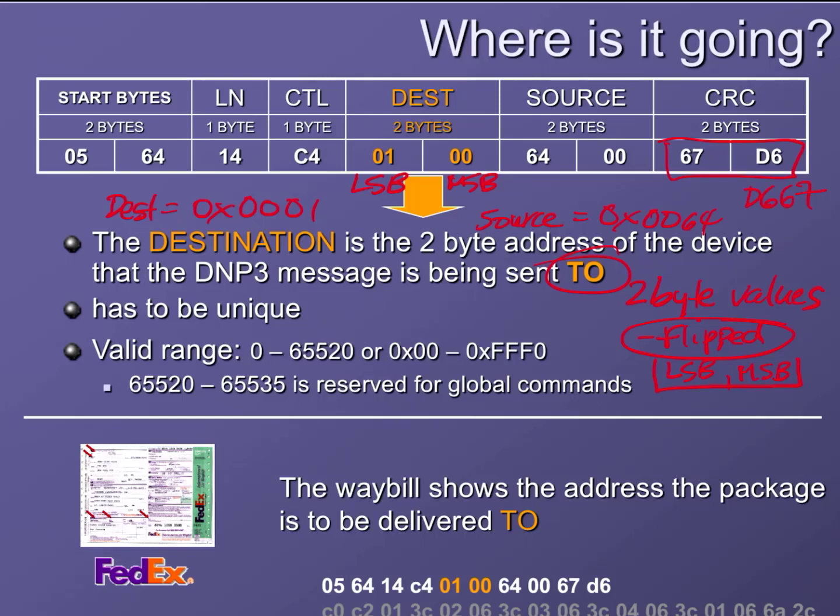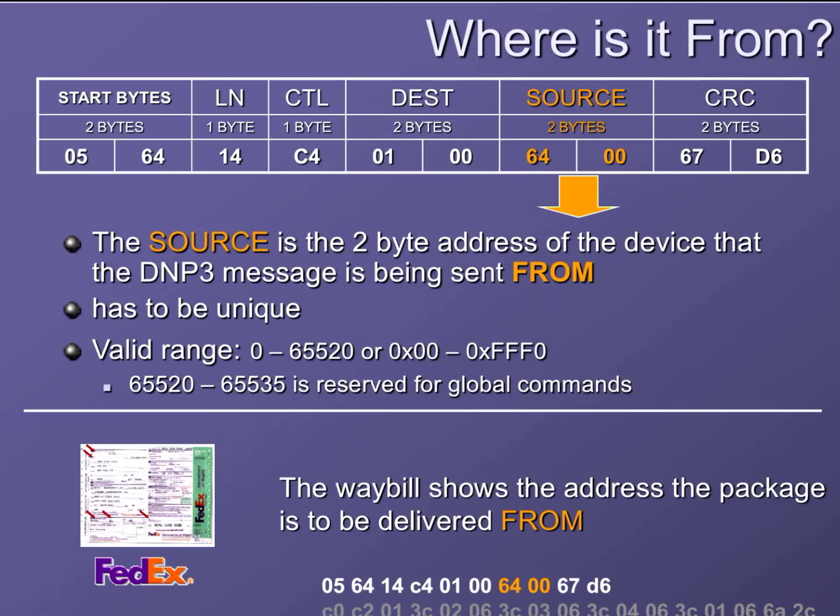You can see that we have a maximum of 65,520, or the hexadecimal values that you see here. But if you were to look at a 2-byte value, you know it goes up to 65,535, but we have reserved addresses at the top here. Okay, so that's the FedEx analogy. Where's the package going to? Okay, so you get the idea, I think, here.